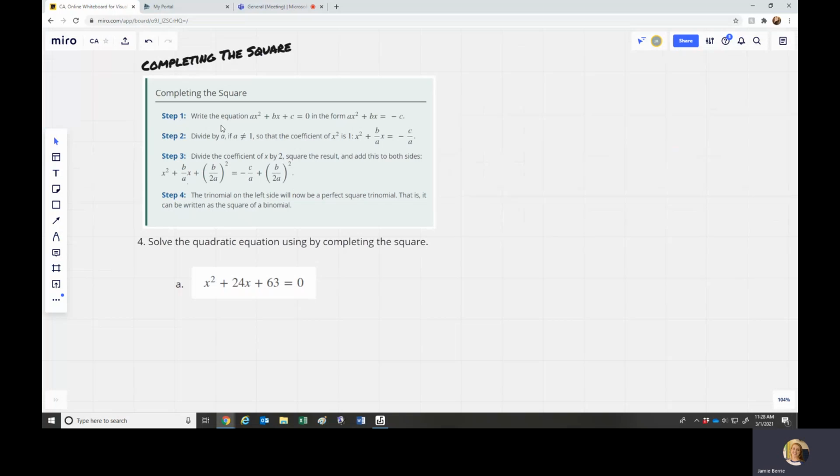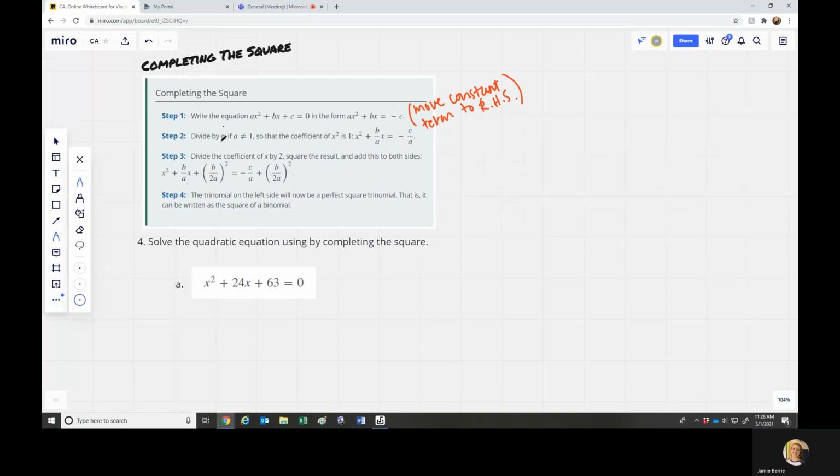All right, so step 1 is to write the equation ax squared plus bx plus c equal to 0 in the form ax squared plus bx equals negative c. So basically move the constant term to the right-hand side. All right, so that's what you're doing there. Move the constant term to, I'm going to abbreviate here, right-hand side. So move the constant term to the right-hand side.